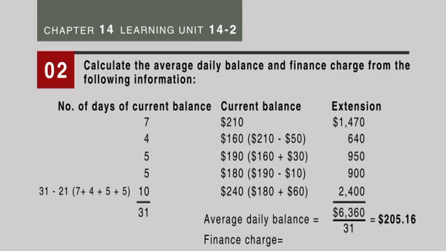To figure out our finance charge, we're simply going to take our annual percentage rate. Our rate is 2% per month on average daily balance. So we take our $205.16, multiply it by our 0.02, and our finance charge is $4.10.